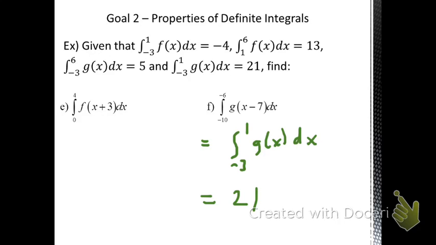All right, and here you have it. Since g of x minus 7 translates g of x 7 units to the right, add 7 units to each limit of integration, and then we were able to look up here at the information where we knew what the integral from -3 to 1 of g of x was equal to, and you've got it.